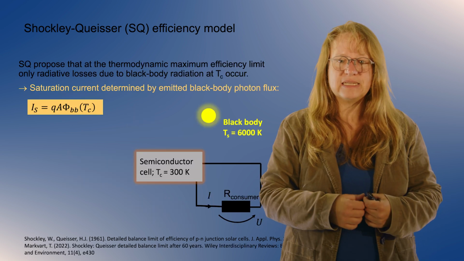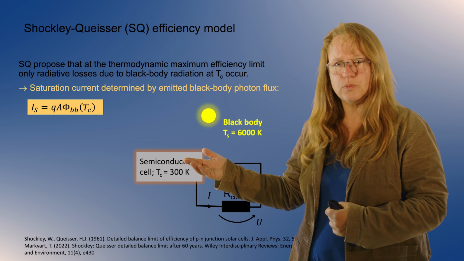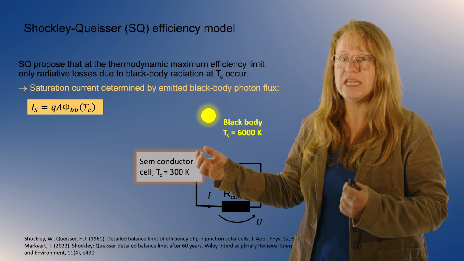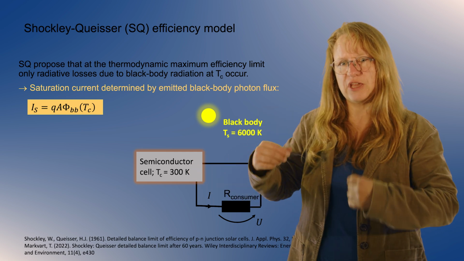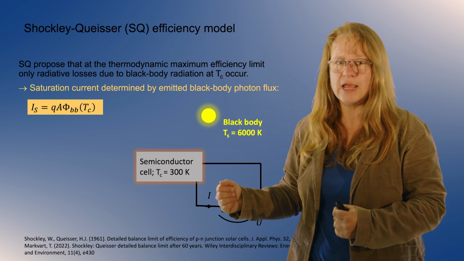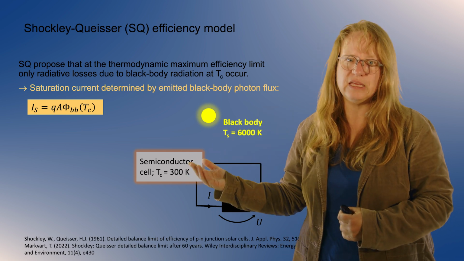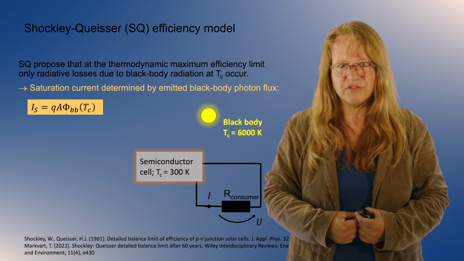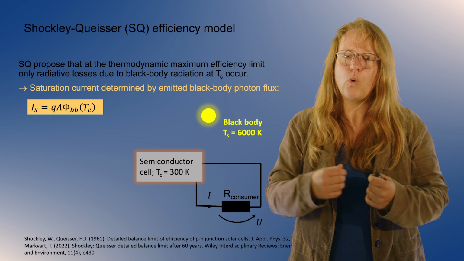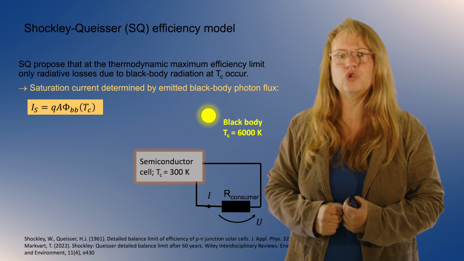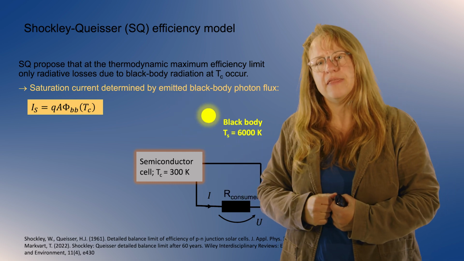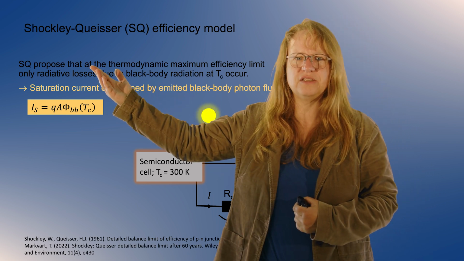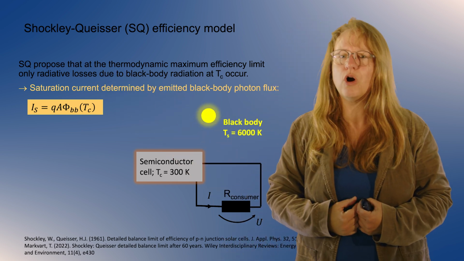So what Shockley and Queisser say is that the losses we consider are only these thermodynamic radiation losses, so the thermodynamic equilibrium with the surrounding area. So the losses are the thermal radiation of the solar cell at 300 Kelvin. And they say if we want to have a semiconductor that is absorbing light of the sun, that means that also we have to have radiative losses due to electron and hole recombination.